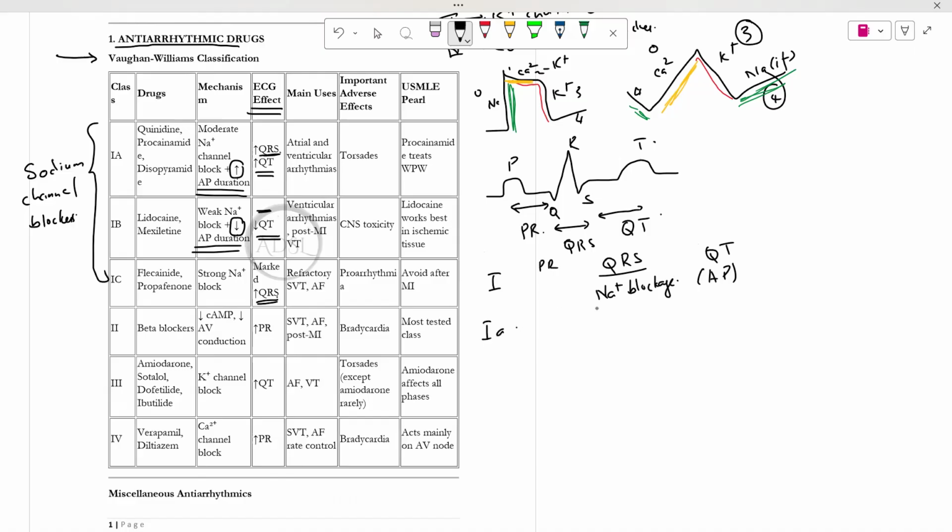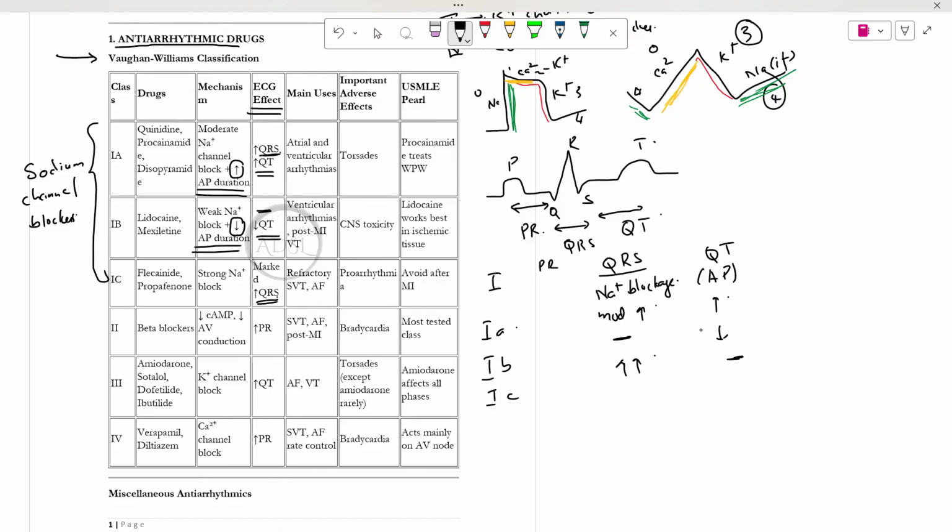1A, which has a moderate sodium blockade, will increase the action potential, so it will increase the QT. 1B will have almost no blockage of the sodium as such, but it will decrease the action potential. And 1C will have no effect on the action potential, but it will have a marked increase in the sodium blockade. So QRS will increase.